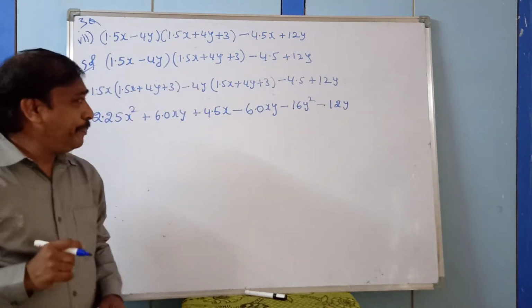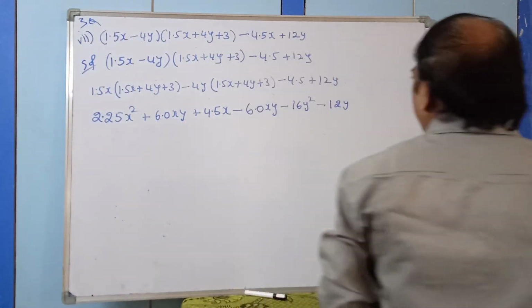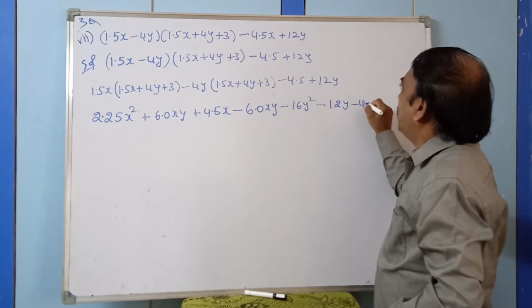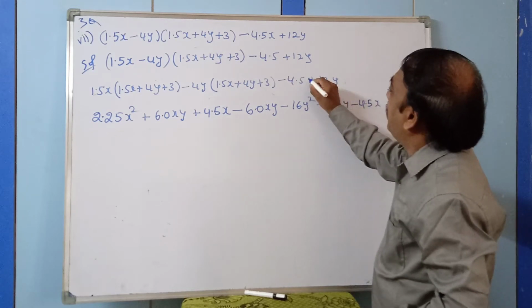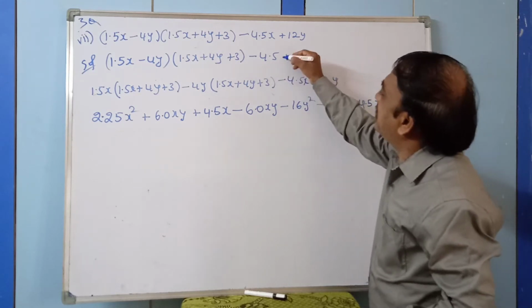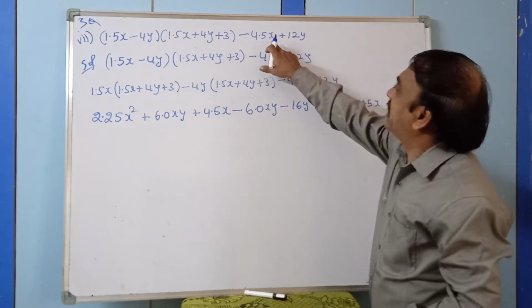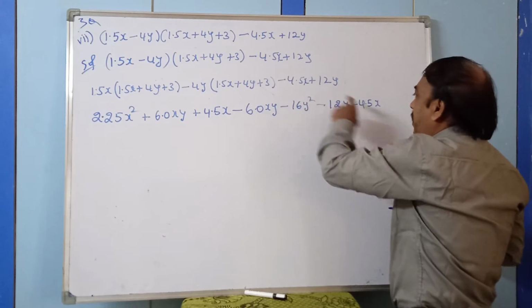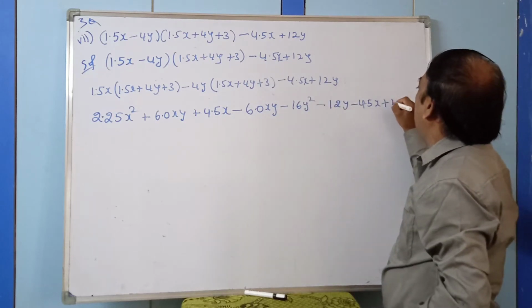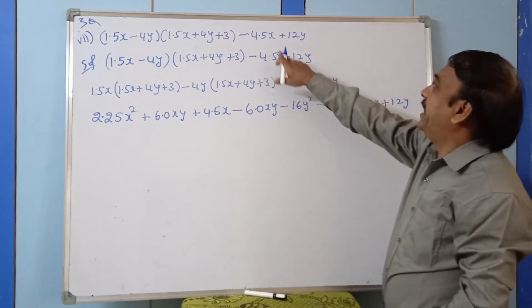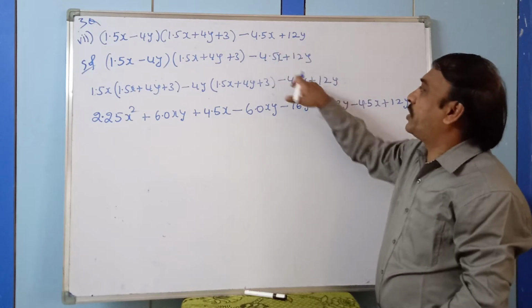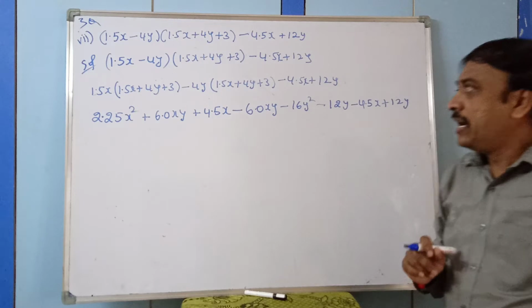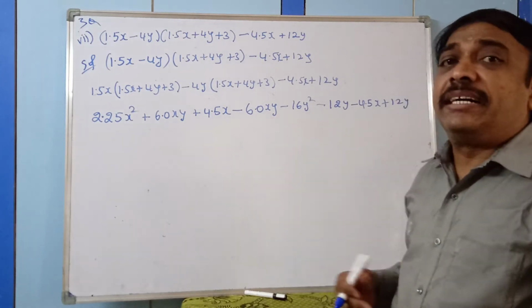Then you have minus 4.5x here. We forgot to write x over here. The question has x, so I replaced x again. So minus 4.5x plus 12y. Now you see if any like terms are there.